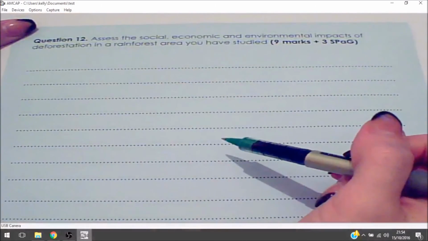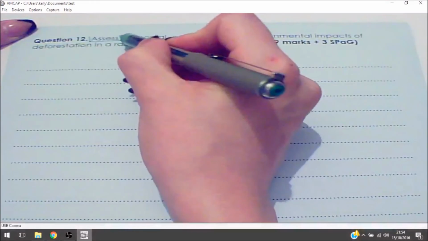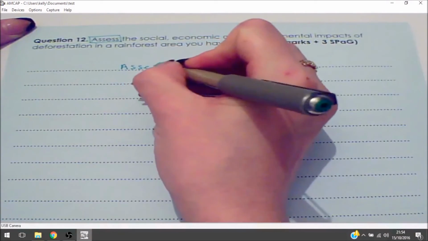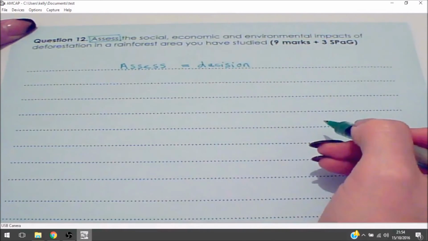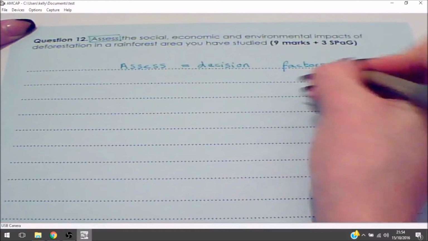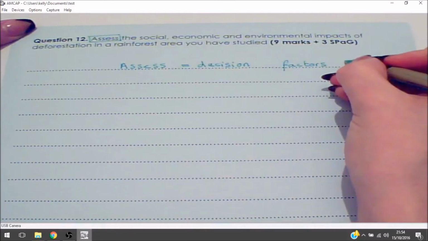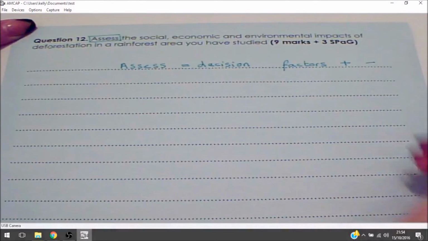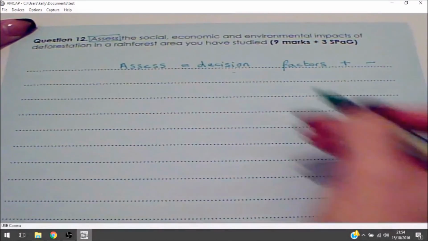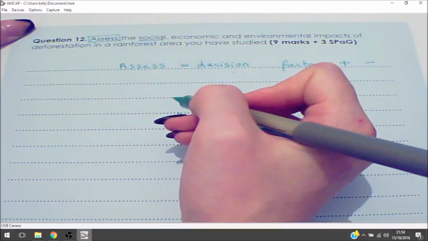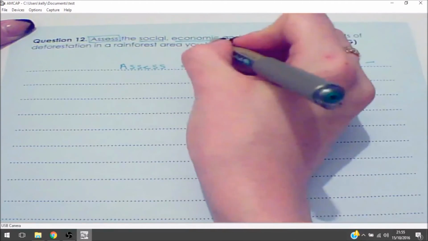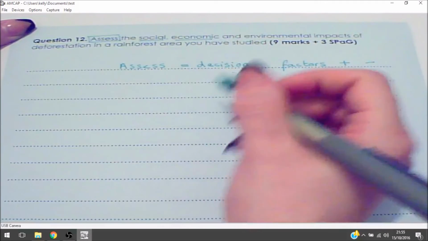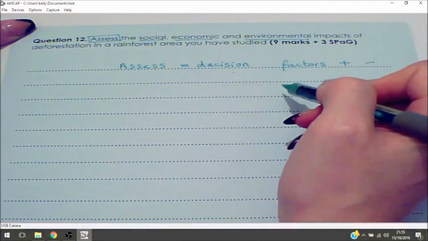Let's look at question 12. So question 12 is asking us to assess. Now we need to think about what the word assess means. Now assess means to make some type of decision, to weigh up different factors. Might be advantages, might be disadvantages, but it's a decision that the question wants. Now it's asking us to assess social. Think about what the word social means. We will need to get that into our question. Economic. Think about what economic means. And environmental. Think about what environmental means.